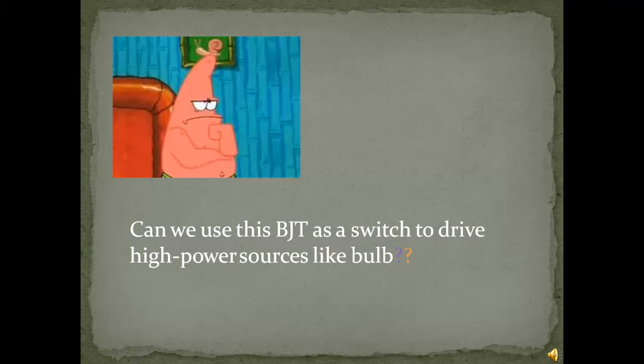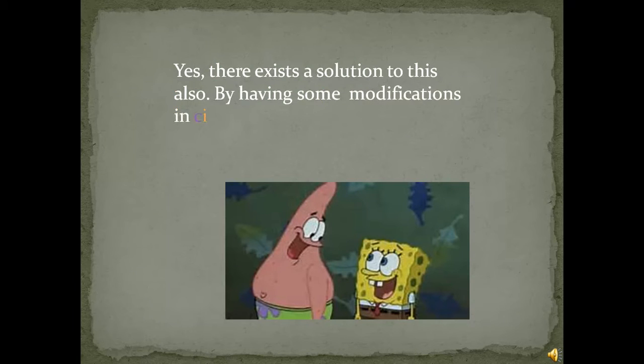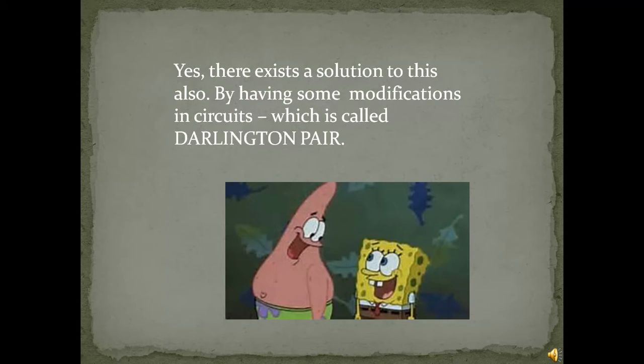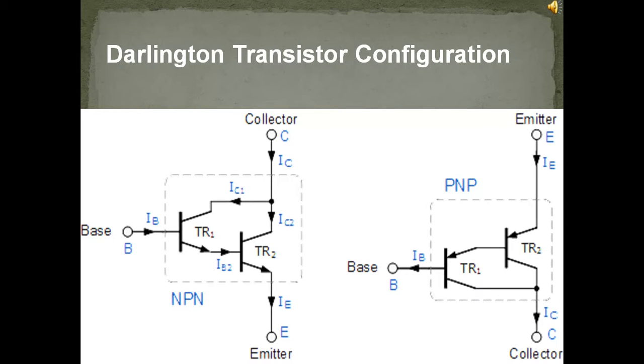Can we use this BJT as a switch to drive high power sources like a bulb? Yes, there exists a solution to this also by having some modifications in the circuit, which is called the Darlington pair. This is Darlington transistor configuration. In this, two transistors are connected to each other. Also, you should note an important thing that the base of one transistor is connected to the emitter of the another transistor.